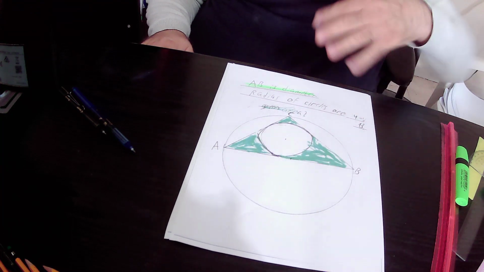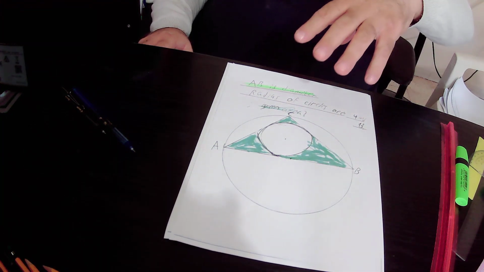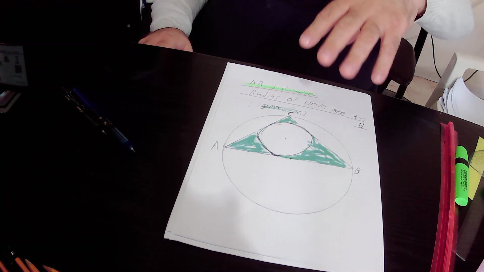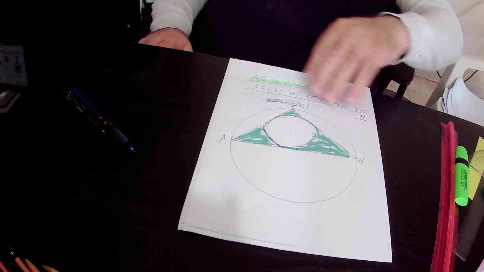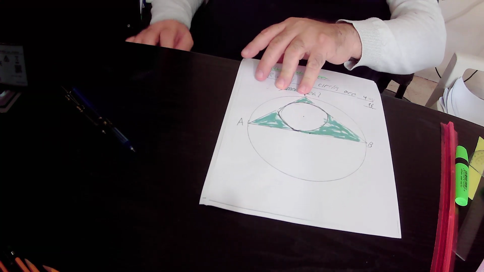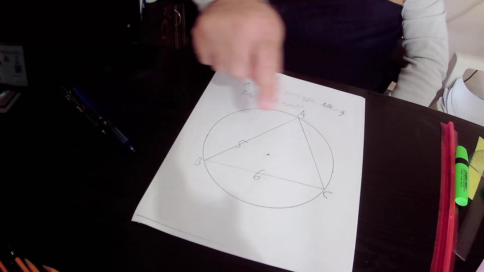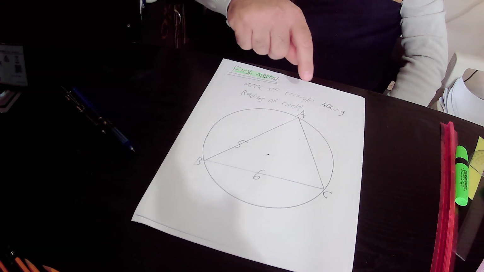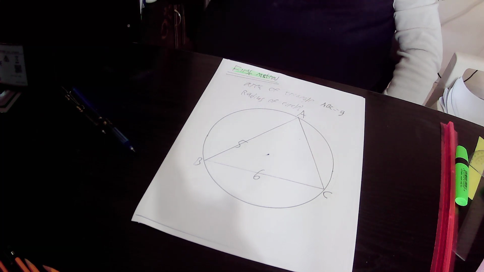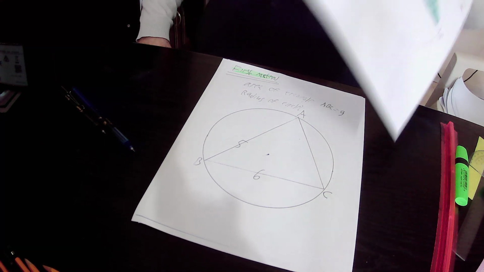Now, in this lecture, we'll answer two questions. In the first question, we will find out the area of the blue shape. And in the second question, we will find out the radius of this circle that blocks triangle ABC. So we'll start with the first question.